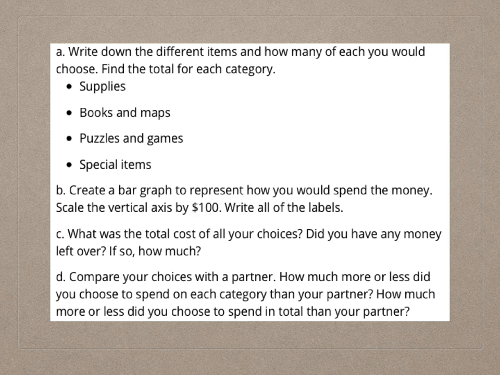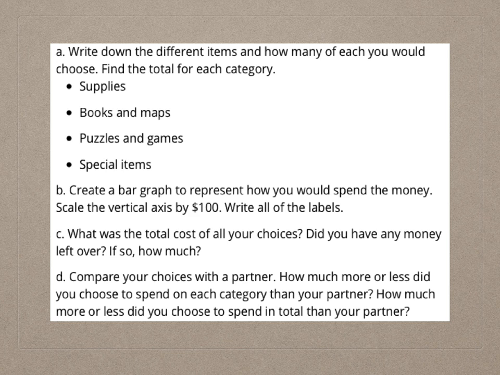The students will write down the different items and how many of each they will choose, and find the total for each category. They're going to create a bar graph to represent how they would spend the money and use a scale on the vertical axis of $100. They're also going to have to write all the labels. They have to then figure out what the total cost of all of their choices is, if they have enough money, if they have any money left over, and if so, how much.